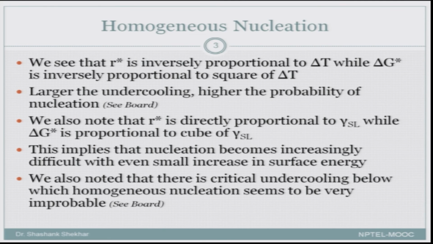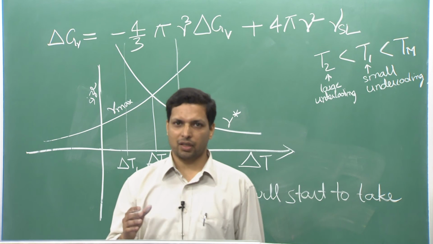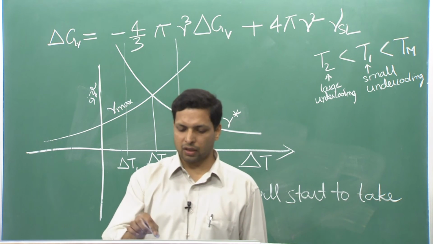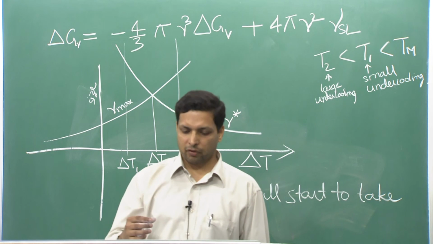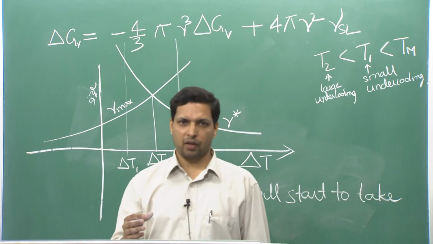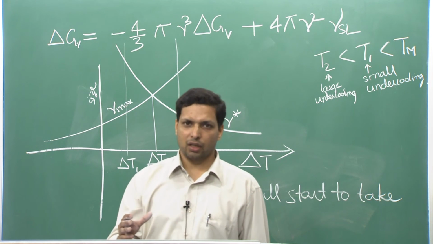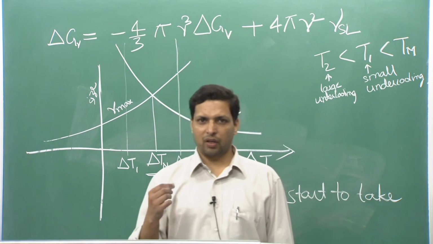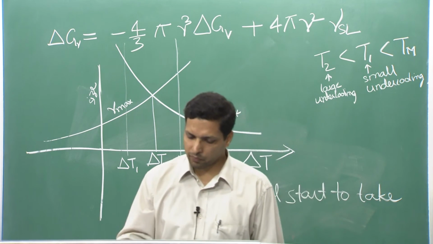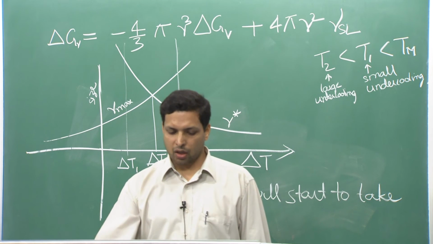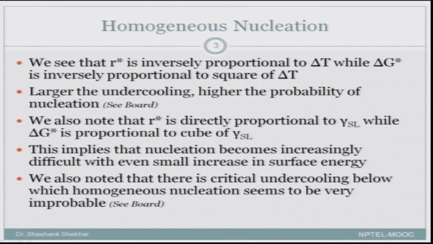We also noted that R star is directly proportional to gamma SL, while delta G star is proportional to the cube of gamma SL, meaning both these terms increase with surface energy. The larger the surface energy, the larger the critical radius and the larger the delta G you will need to get solidification. So, it is very sensitive to surface energy. This implies that nucleation becomes increasingly difficult with even a small increase in surface energy.